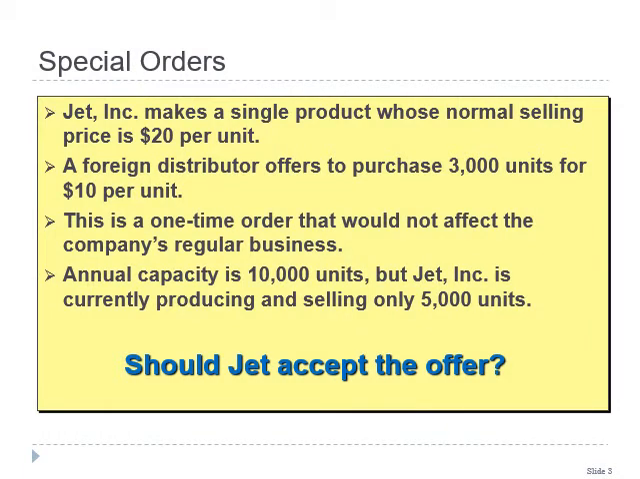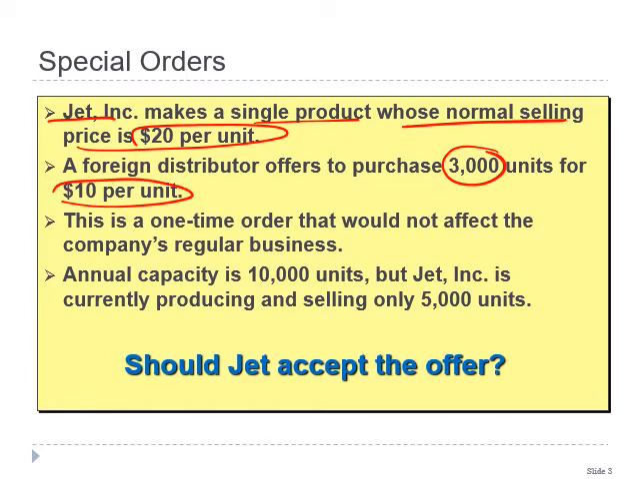So in order to understand special orders, assume the following information regarding Jet Incorporation. They make a single product whose normal selling price is $20 per unit. A foreign distributor offers to purchase 3,000 units for $10 per unit. This is a one-time order that would not affect the company's regular business. Annual capacity is 10,000 units, but Jet Incorporation is currently producing and selling 5,000 units.